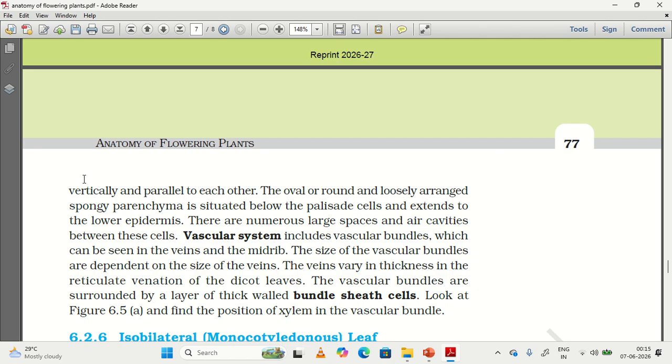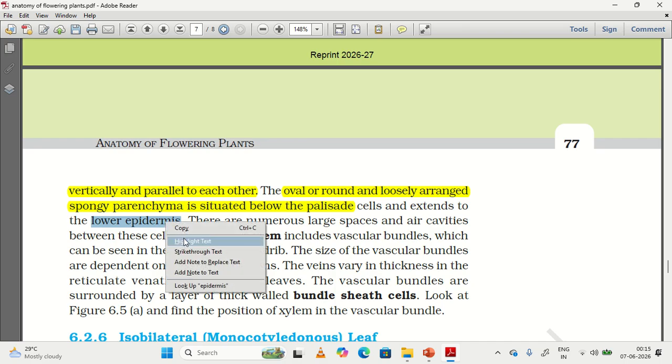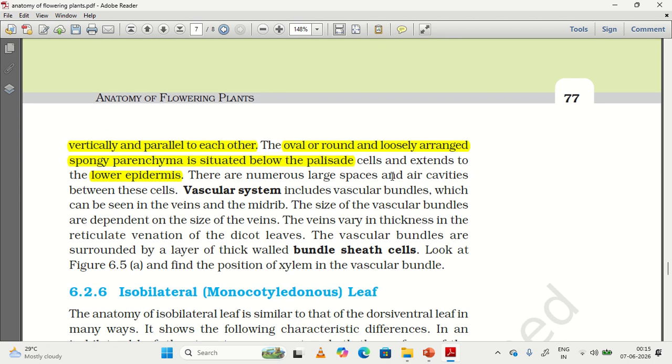They are elongated and arranged vertically and parallel to each other. The spongy parenchyma is oval or round and loosely arranged. It is present below the palisade cells and extends to the lower epidermis. There are numerous large spaces and air cavities between these cells.